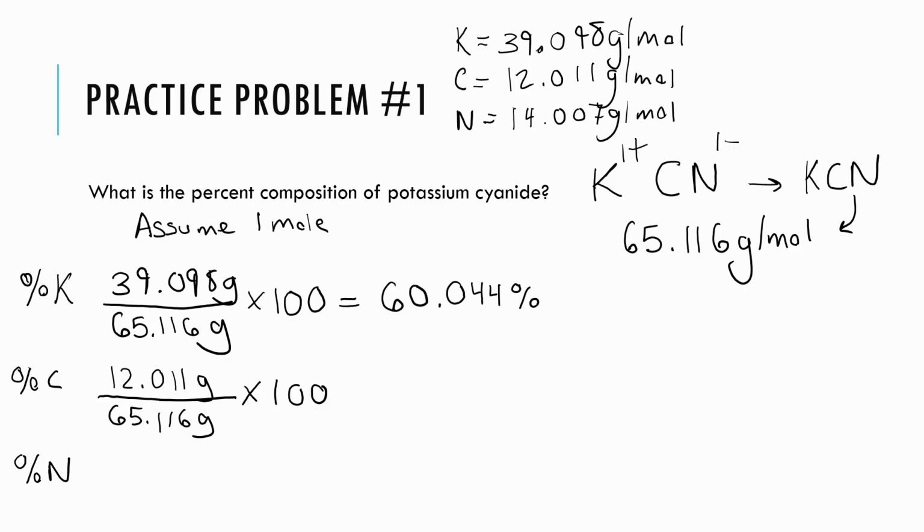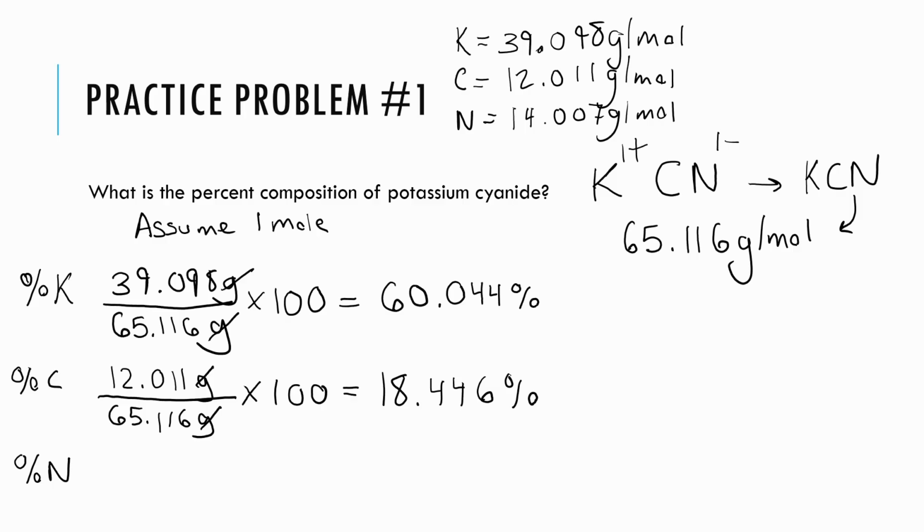Now, just like above, we divided grams by grams, so these cancel out. The grams cancel out again. And to calculate this, we're going to take 12.011 divided by 65.116, times it by 100, and just like before, we have 5 sig figs, so we are going to get 18.446%.